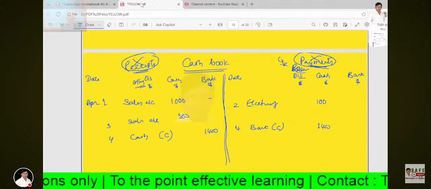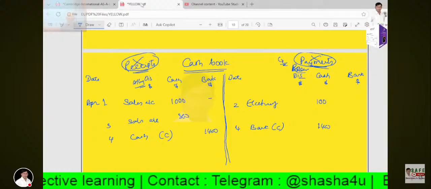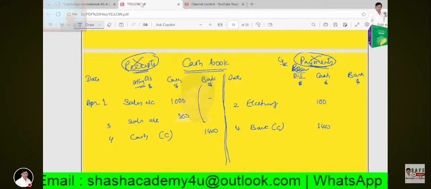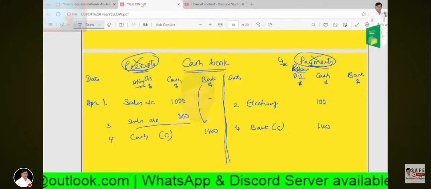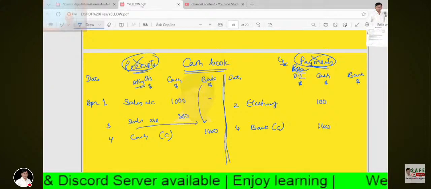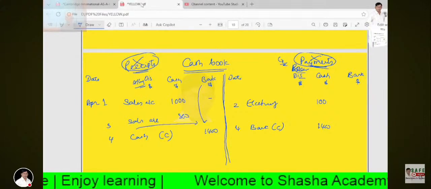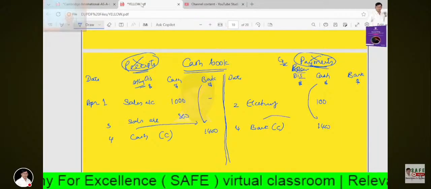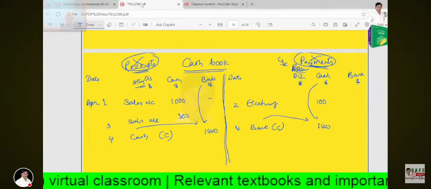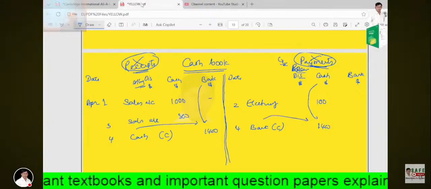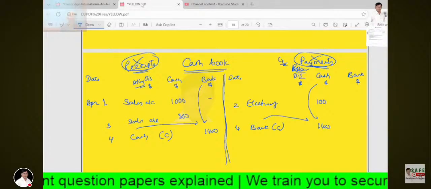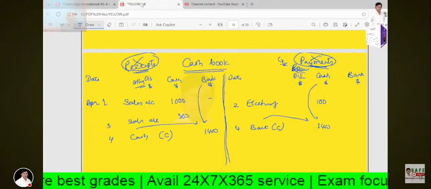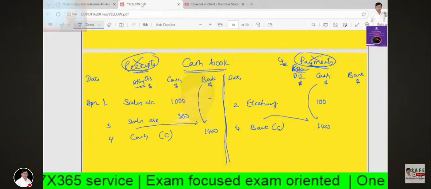Remember, when you write in the bank column, here it should be cash. See here, bank column, here it is cash. Similarly here, in the cash column, here it is bank. Be careful. A lot of students make mistakes and get confused with this. The concept should be clear. So what is happening? Cash is going out and money is coming in the bank. Simple. That's it.